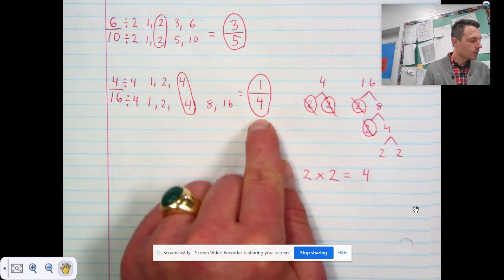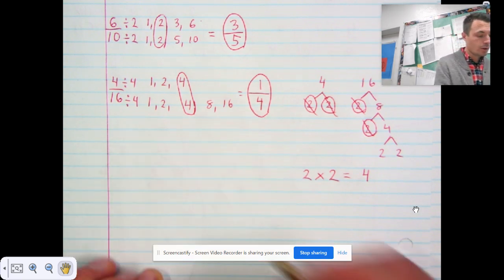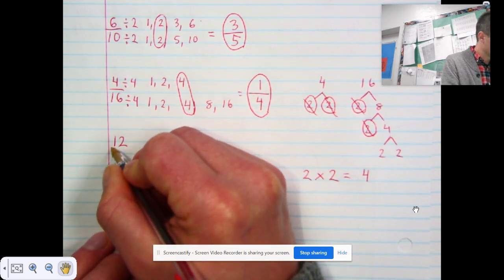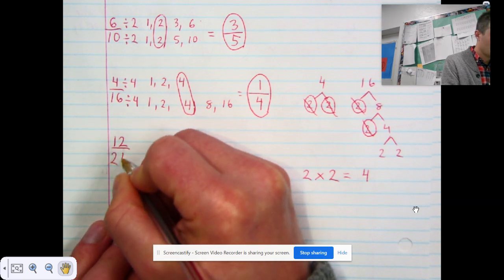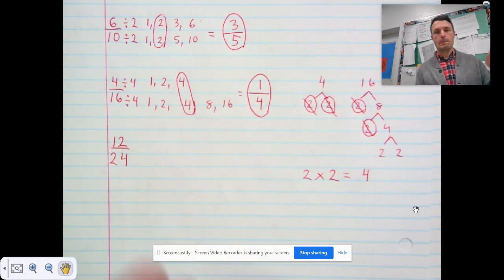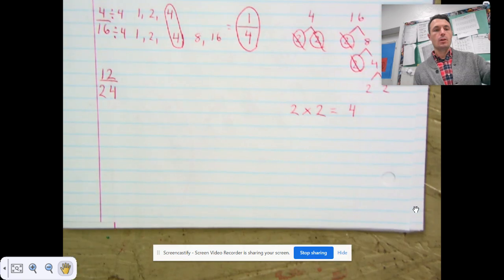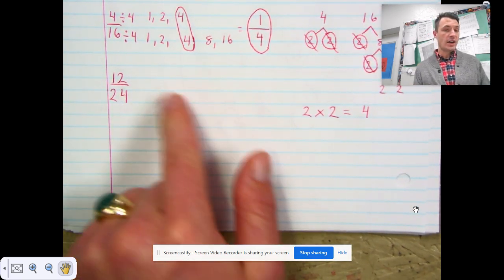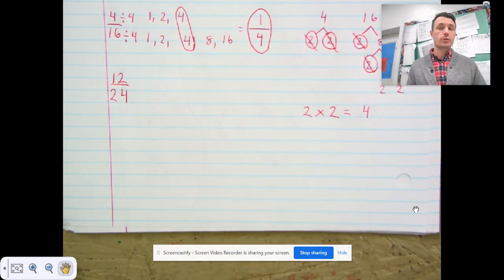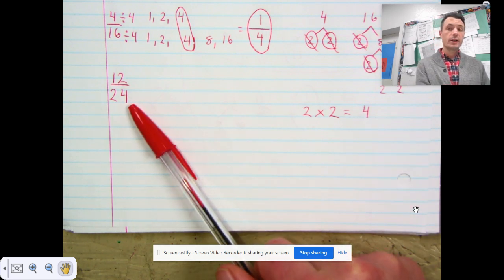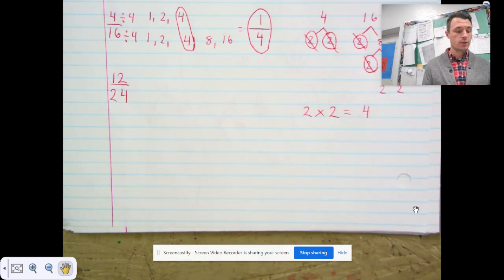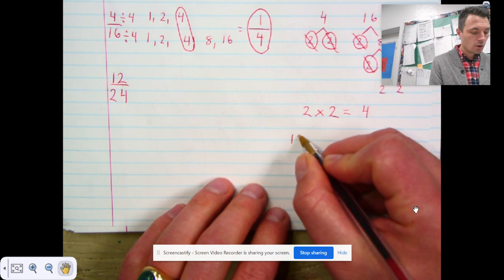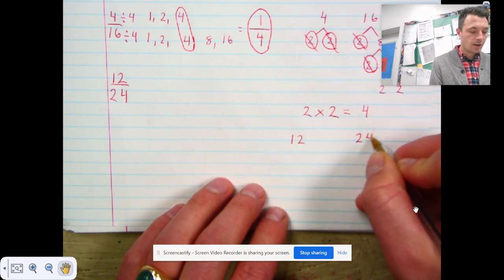Okay? Should we do one more together? Let's do one more. 12 over 24. Now, you can either list all the factors or you can use prime factorization. I think when the numbers are big, like 24 is kind of a big number, it's easier to use prime factorization. So let's do it that way.